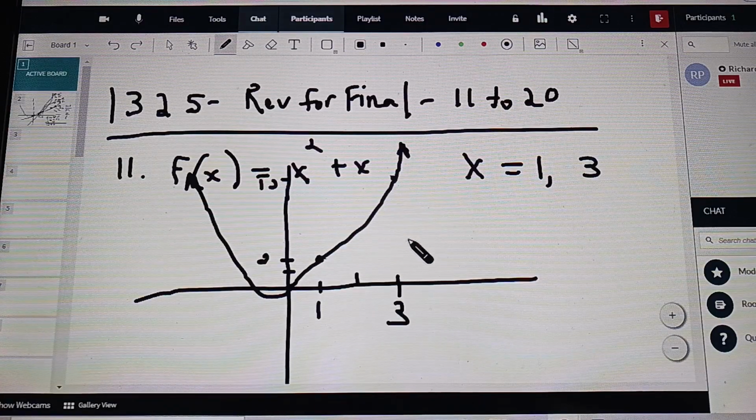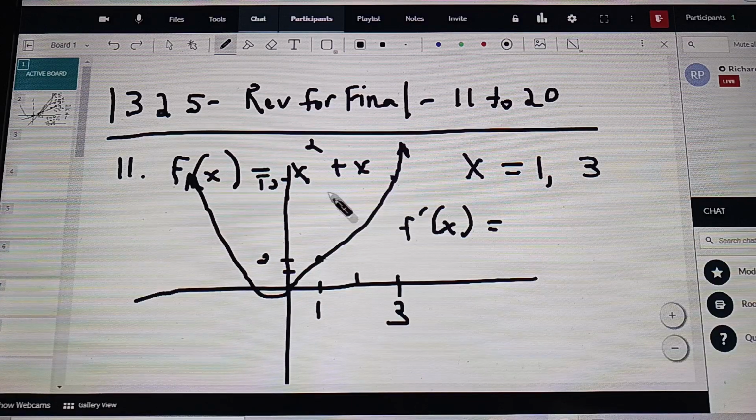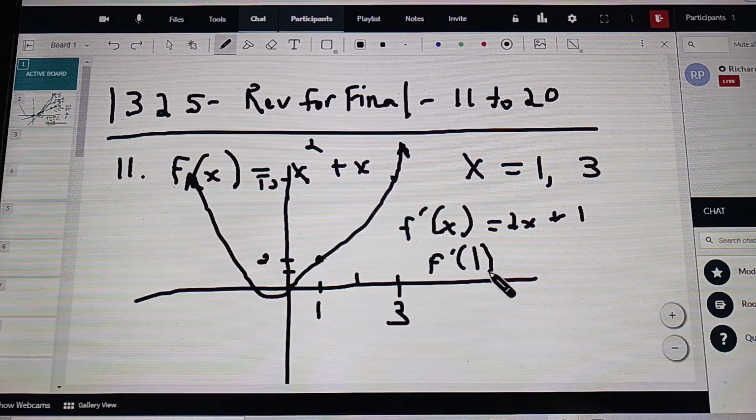So if I can easily find the derivative, although maybe when we learned this back then, you had to go through the long process of doing the derivative, but at least now in the final, you can take the shortcut and just use the power rule, 2x plus 1. The derivative of x squared is 2x, the derivative of x is 1. So what's the derivative when x is the first of the two given values, 1? It would be 2 times 1 plus 1, or 3.